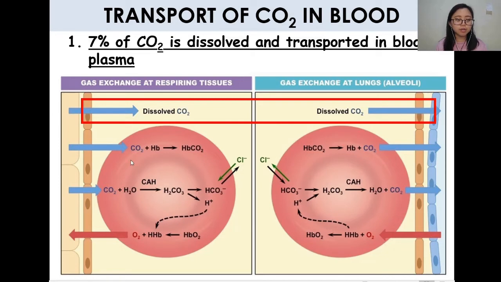Dia start dari respiring tissue, dia larut dalam plasma, dia sampai di paru-paru, di alveoli, dia daripada terlarut di plasma, dia diffuse, meresap. But basically it diffuses from the plasma into the alveoli. Very straightforward, very simple to explain.